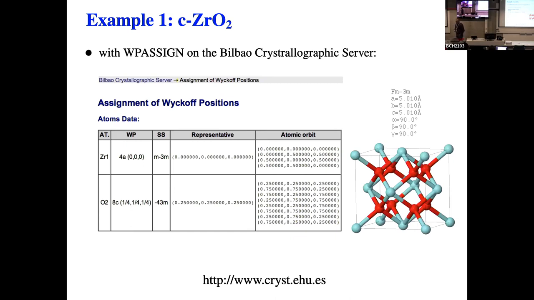We have the lattice parameter, 5.01 angstroms, and we have angles of 90 degrees. The zirconium atoms are occupying the Wyckoff position 4a, which means that if you take the conventional unit cell, you're going to get one atom at 0, 0, 0, and then you have all the equivalent ones in the center of the faces. For the oxygen atoms, there's one here at 1/4, 1/4, 1/4, and then you have 8 equivalent oxygen atoms occupying the different sites there.